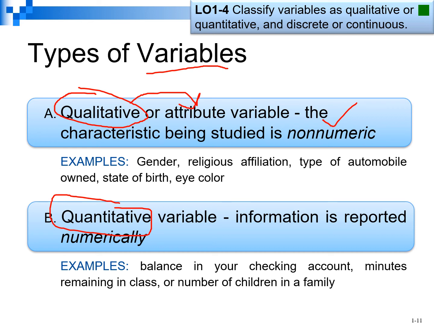And here are some examples down below of what would be qualitative data. I'll just give you another one. Let's suppose you're filling out a survey and you get a question, are you a U.S. citizen? And the response would be yes or no. The response yes or no would be a qualitative attribute.